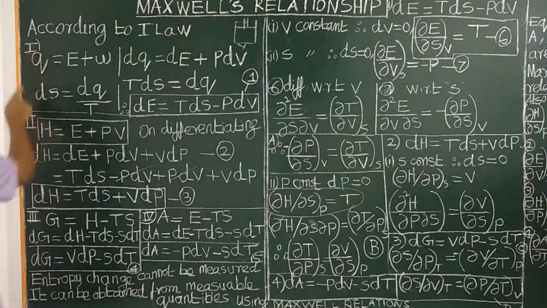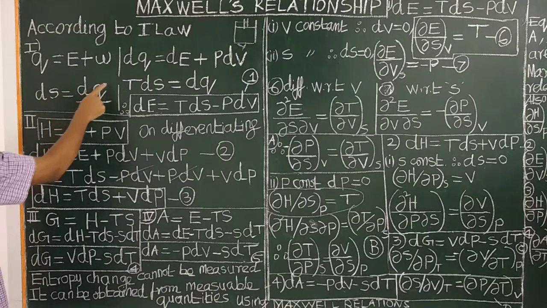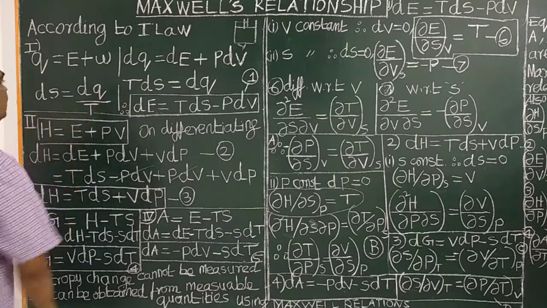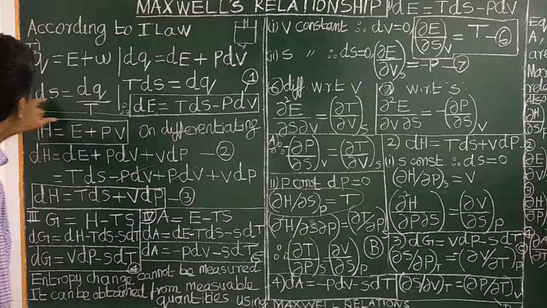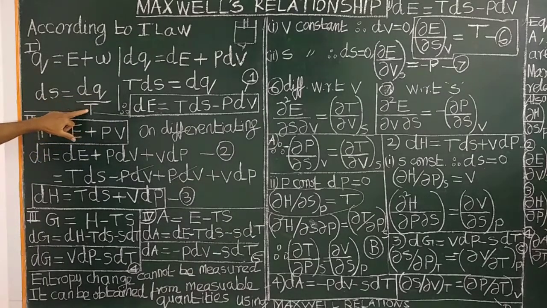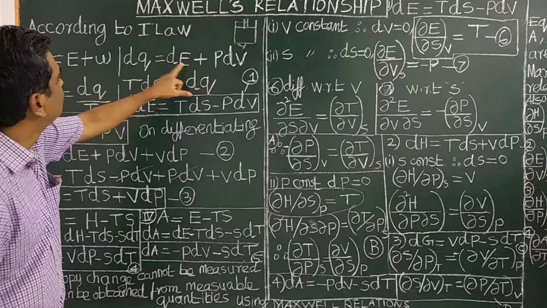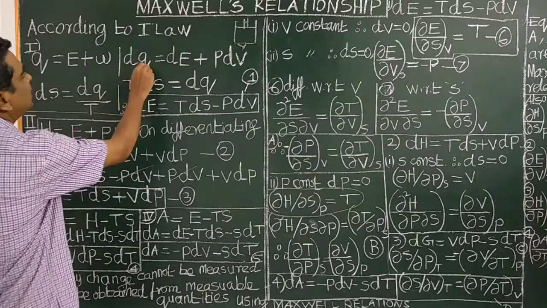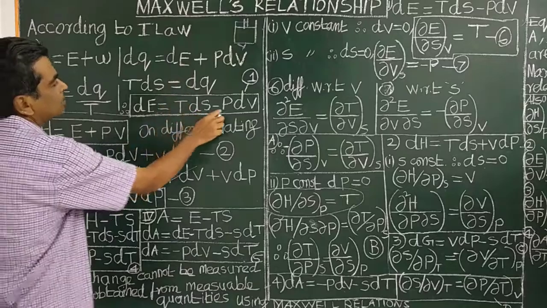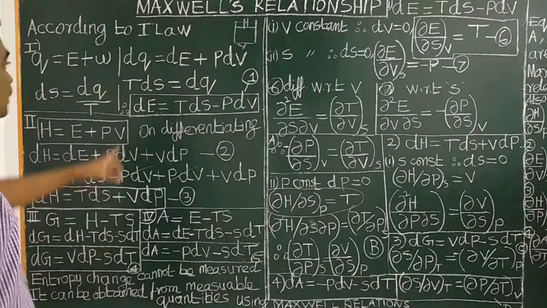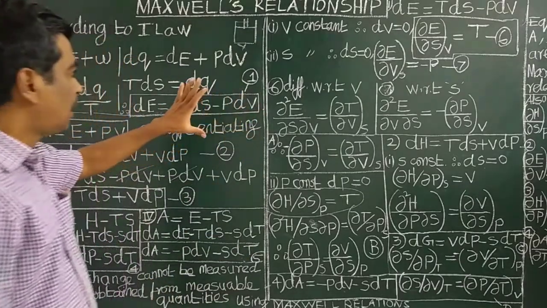And according to the second law of thermodynamics, we know the change in entropy equals the heat supplied divided by the temperature at which it is supplied, therefore dS equal to dQ by T. On cross multiplying, dQ equal to TdS. Therefore, you can substitute dQ in this expression: dE equal to TdS minus PdV. Okay, this is a very important expression.